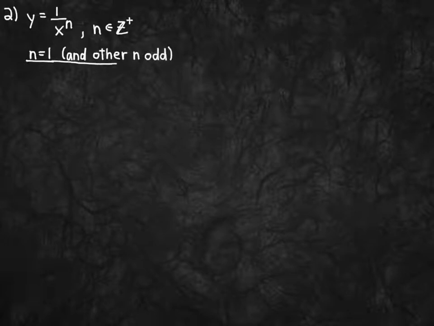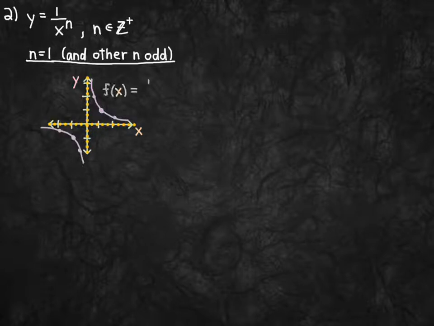On this second video for this section, we're going to be looking at functions of this form, y equals 1 over x to the n, with n in the positive integers. So if n is 1, then we get this thing. It's called a hyperbola, and we'll talk about hyperbolas later in the course. But at this point, you need to know this basic one, f of x equals 1 over x.